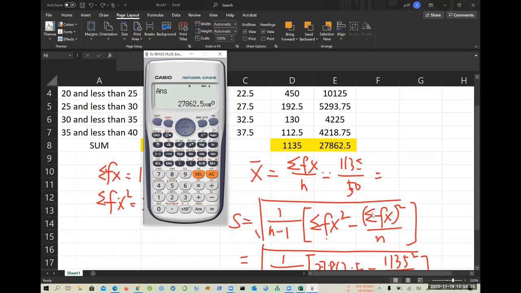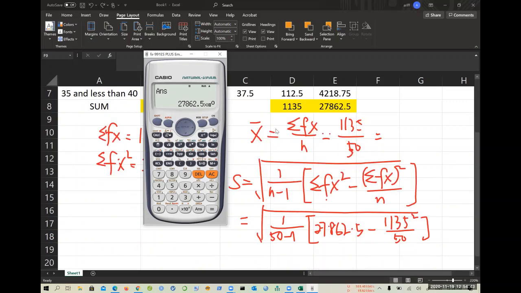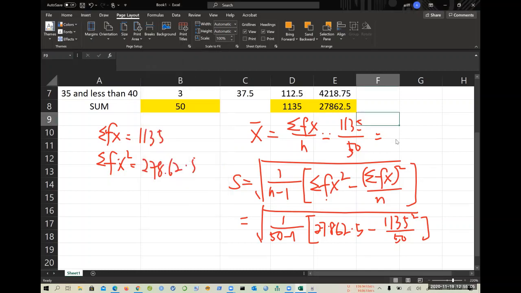Okay, now let's see how we can solve the problem. Calculating manually, you have 1135 divided by 50. So you get the answer to be 227/10, or simply 22.7. Okay, the next one is to find the value of S, right?